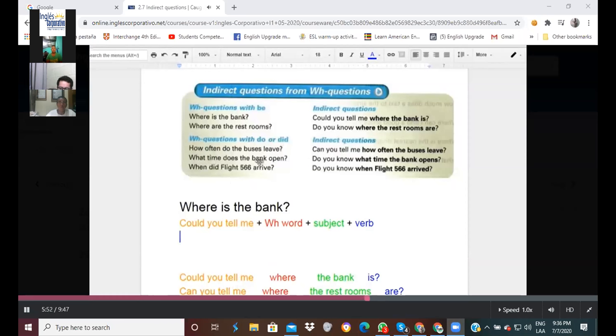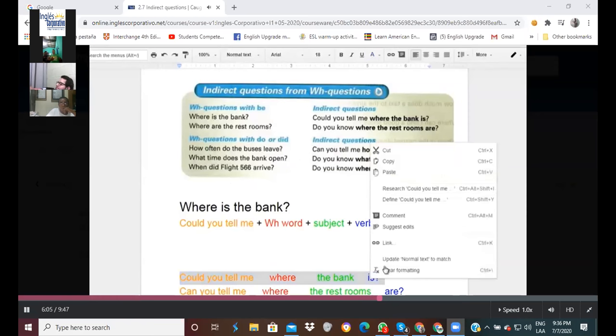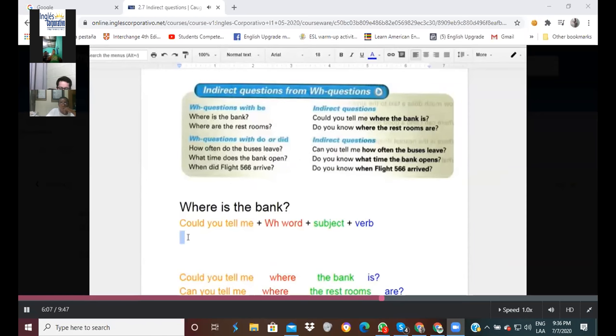How often do the buses leave? Okay, what we want to do is change this question into an indirect question. And again, we can use the same pattern that you see here. So I'm just going to go ahead and copy this previous one that you see there so that you can see that nothing changes, or just a few things will change. So in this case, could you tell me? I mean, that's a similar thing. Could you tell me? And we're going to use the WH question. So in this case, it's going to be how often.